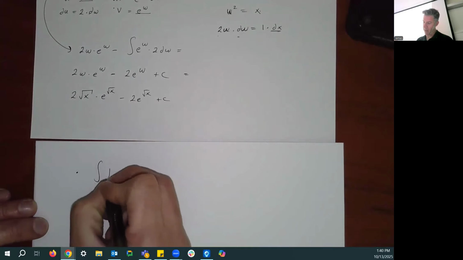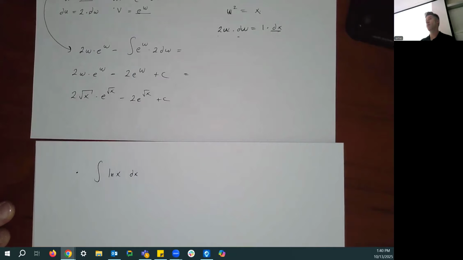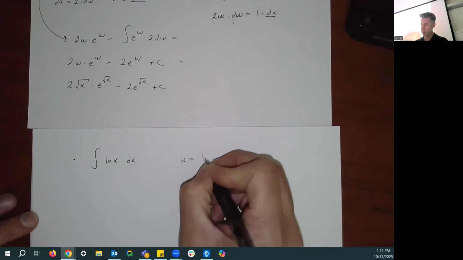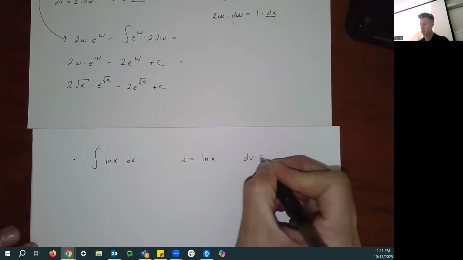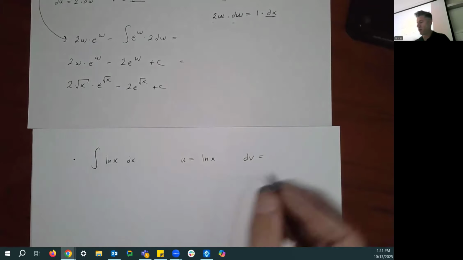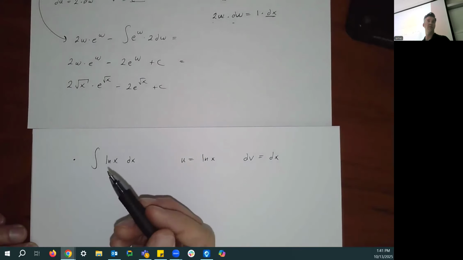The integral of the natural log of x dx. This integral does require integration by parts. And you only have one choice, really. You're going to let u equal the natural log of x. And so what does dv have to be? Yeah, dx. So technically we still have two things multiplied together. It's natural log of x times 1 dx or just dx. But it feels a little bit weird to be picking u equal to the whole integrand. But it's what we do sometimes.